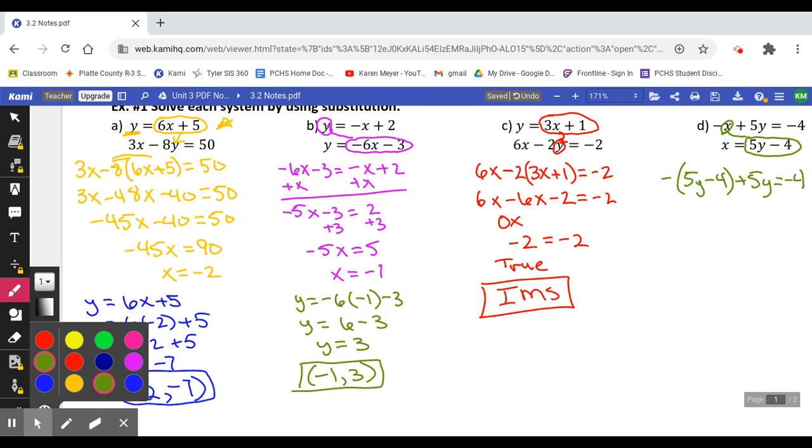Distribute your negative sign. So negative 5y plus 4 plus 5y equals negative 4. Combine like terms and my y's go away. So I got 4 equals negative 4. That is false. So the answer is no solution.